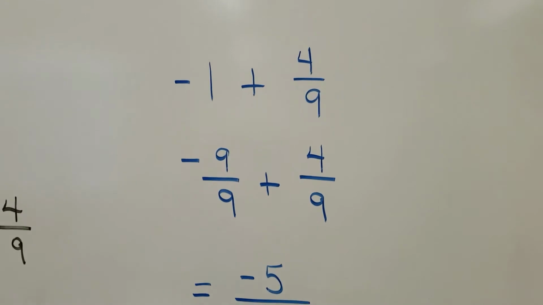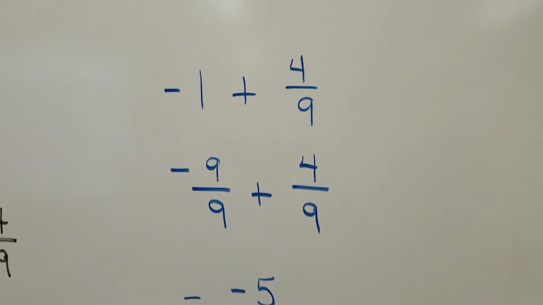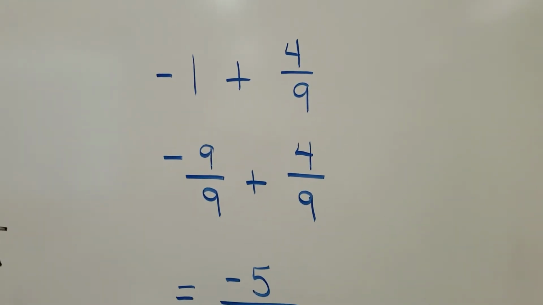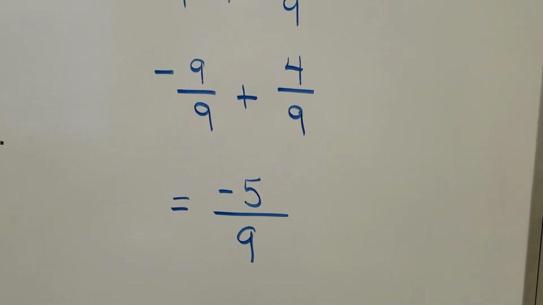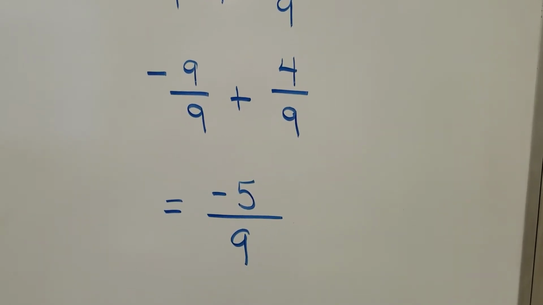Okay, on the right side of that expression, you had negative 1 plus 4/9. So I'm going to change the negative 1 so it'll have a common denominator. We're going to change that to negative 9 over 9, and then plus 4/9. Since they have the same denominator now, 9ths, we can just add the numerators together. Negative 9 plus 4 gives me negative 5.